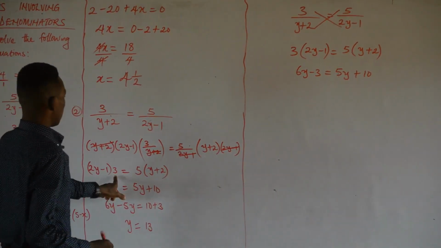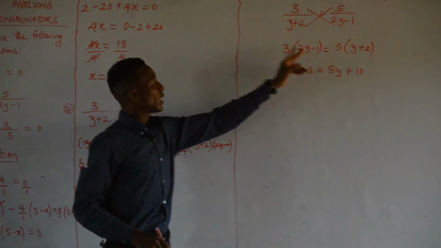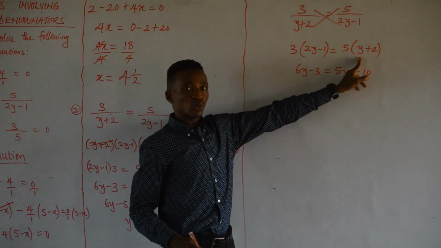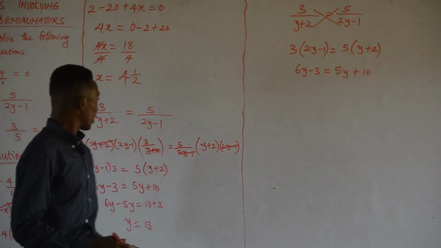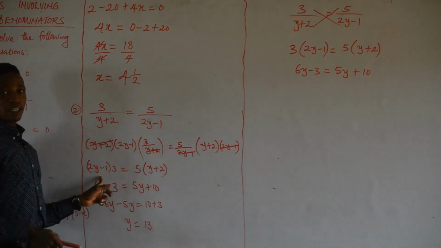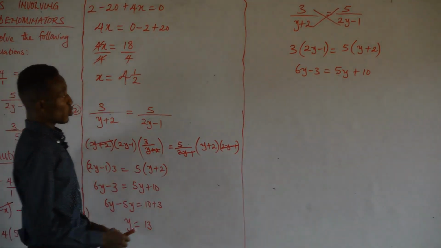Okay, this is it. Here we have 2y minus 1 into bracket 3, the same thing with what we have here, then 5 into brackets y plus 2. Now, when you cross multiply, the step is shorter. That means instead of going through the stress of multiplying by the LCM, you don't need this particular line which is long. You will just go straight.